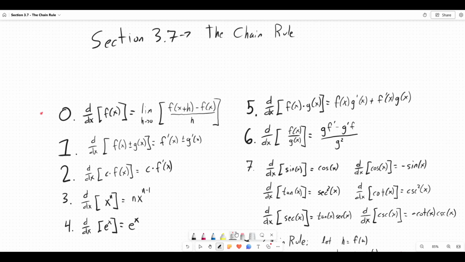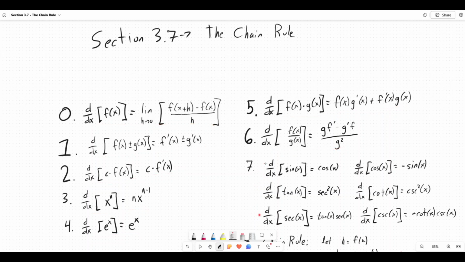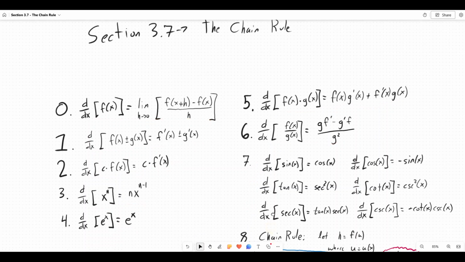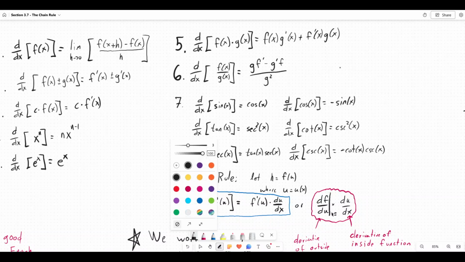So I have hopefully reviewed the correct 7 rules that we've talked about previously. Of course, remember, we have the definition of the derivative, we have the sum, difference, constant multiplication, power, exponential, product, quotient, and we've also talked about some trigonometric identities. We're going to introduce another rule, which is based on what is sometimes referred to as functional composition.